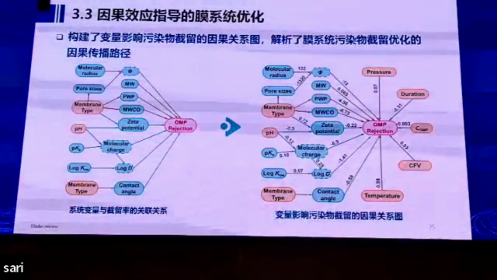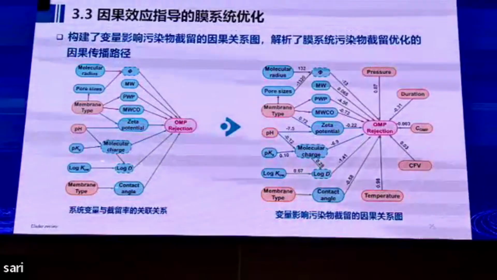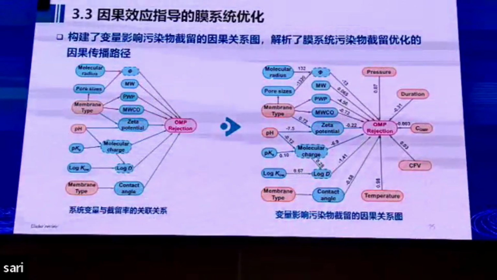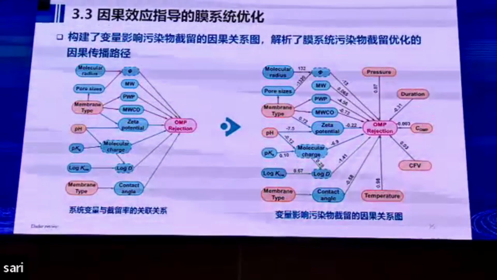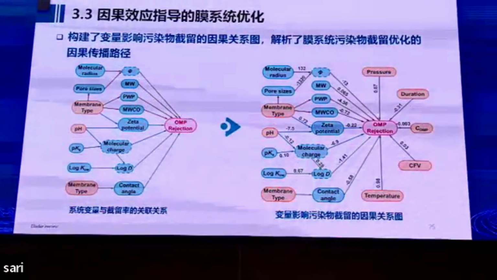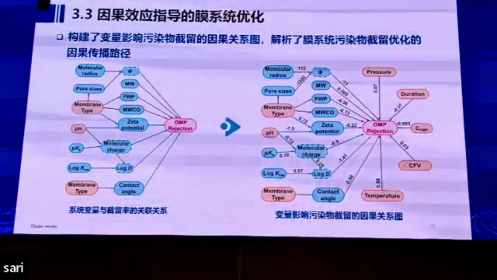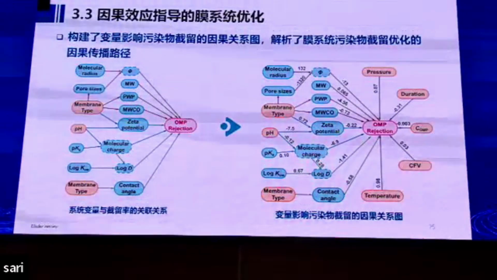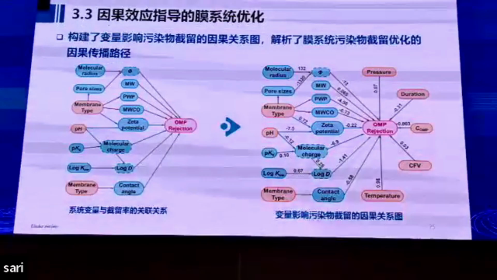And so when we finished our causal machine learning, we can draw a picture like this. That is the quantified contribution of each parameter or each feature to the micropollutant rejection. So from this figure, it can guide our design of the materials to optimize the rejection of the micropollutants by our polyamide membrane.